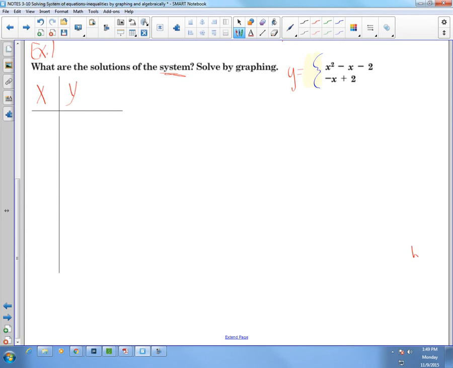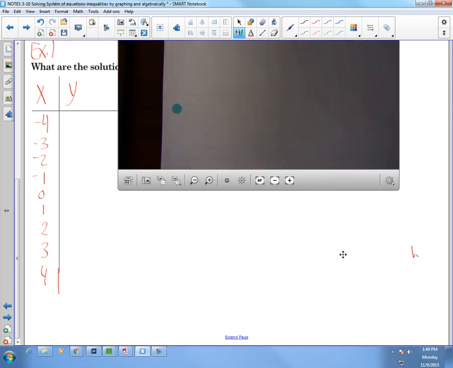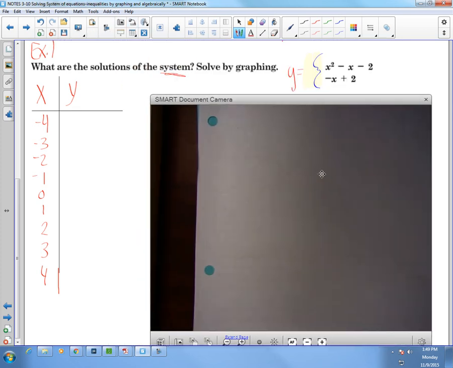So I'm going to do a large window from -4 all the way to +4. So hopefully that's wide enough that I can actually see where they intersect. I'm going to look at my x's from -4 all the way to +4. Let's go. Okay, I'm going to show you a shortcut on your calculator to get these points faster.